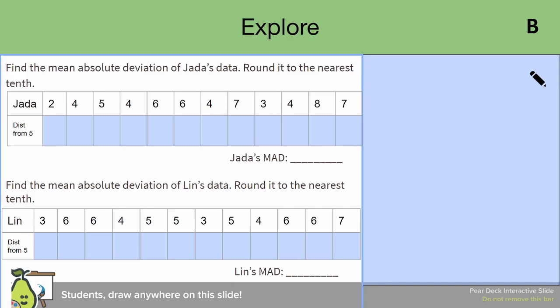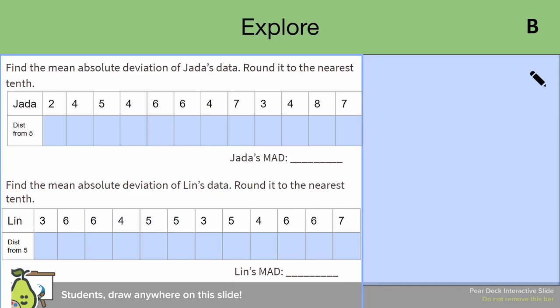Let's start by reading this first. For the first table, it says, find the mean absolute deviation of Jada's data, rounded to the nearest tenth. They tell you the following numbers for Jada: 2, 4, 5, 4, 6, 6, 4, 7, 3, 4, 8, 7. Then it says distance from 5. I wonder what 5 is. Then it says Jada's MAD. I wonder what that is.